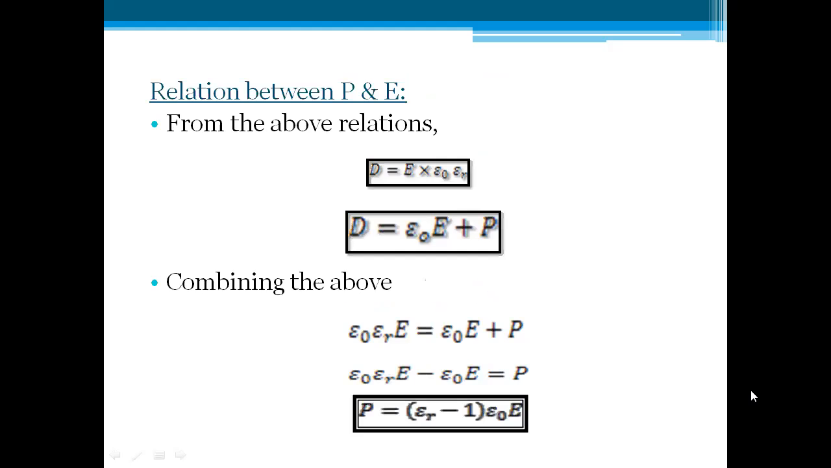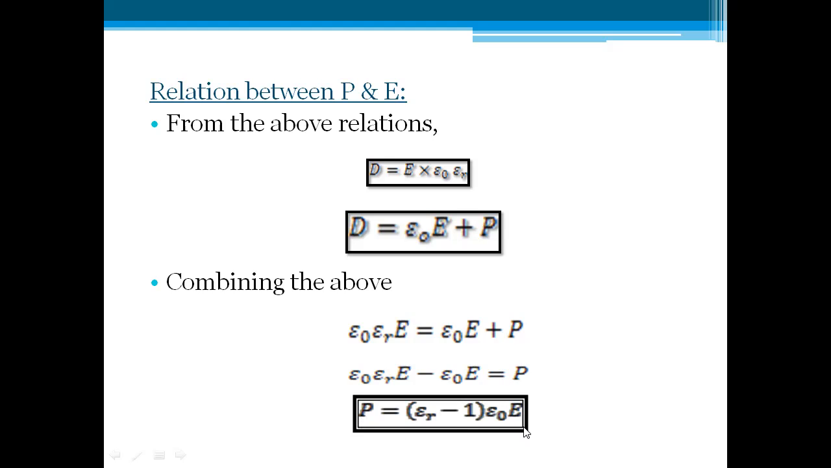The last relation is between polarization vector and electric field intensity. From the above two relations, we had D is equal to epsilon naught epsilon r E, and D is equal to epsilon naught E plus P. So just equating these two, you'll get P is equal to epsilon r minus 1 into epsilon naught E. This is the relation between polarization vector and electric field intensity.